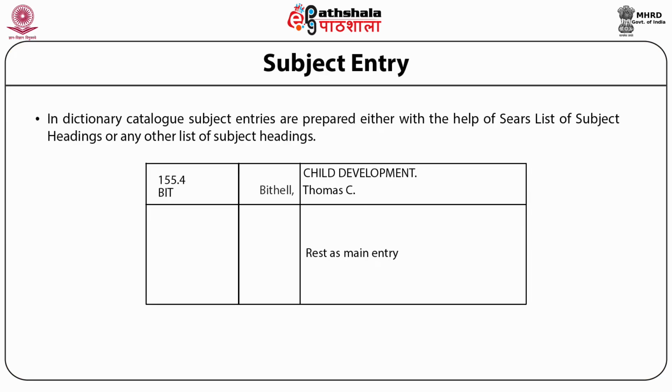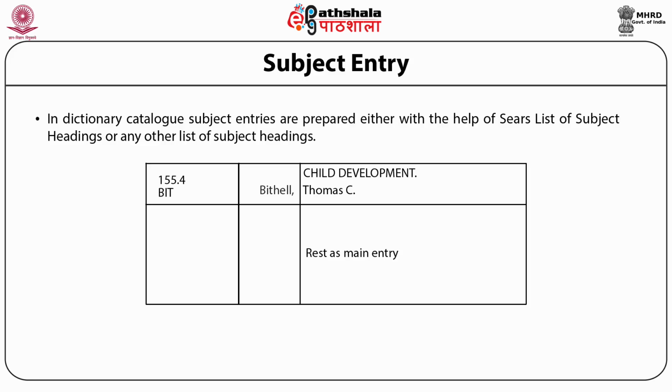According to Ranganathan, in unit card system, a copy of the main entry card itself would be used as any specific added entry card by merely inserting in the leading section the heading of the added entry. Subject entry. In dictionary catalog, subject entries are prepared either with the help of Sears list of subject headings or any other list of subject headings. Maximum 3 subject entries can be prepared for a document.